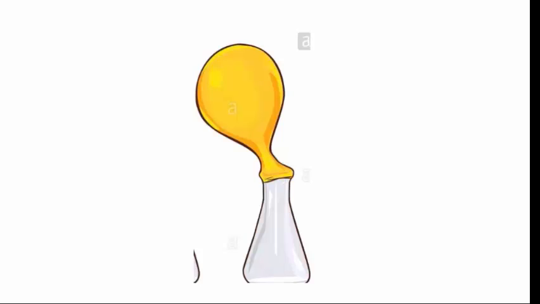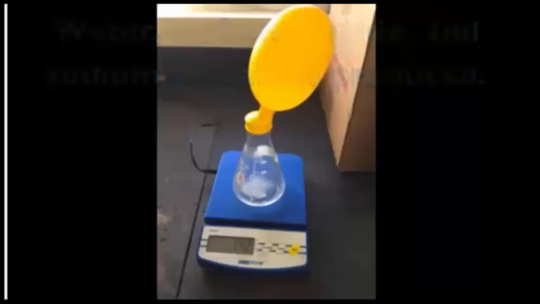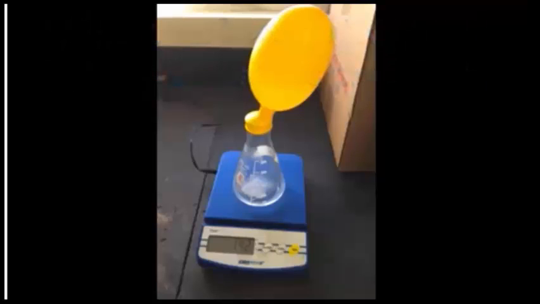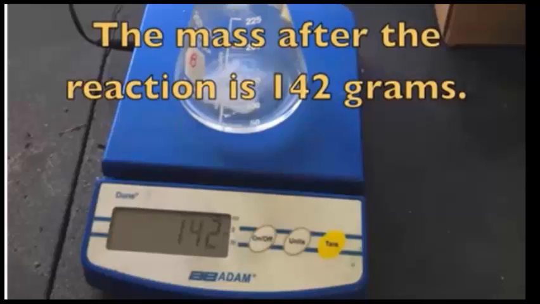Let's measure the mass of the setup at the end of the reaction. As you can see, by using the balance, the mass of the setup after the reaction is 142 grams. Well, what do you conclude? The mass of the setup before the reaction is equal to the mass of the setup after the reaction. Then we can say that mass is conserved.